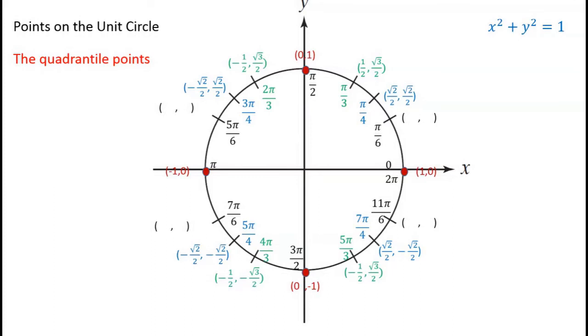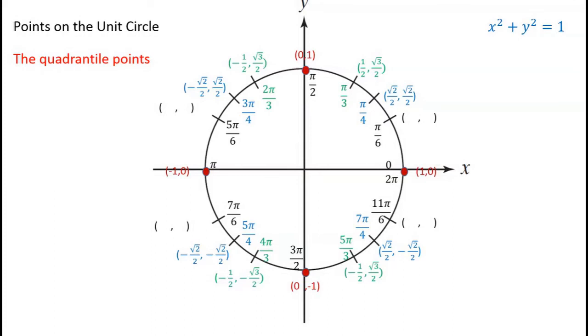Then in quadrant 2 at 3 pi/4, the x is negative square root of 2/2, but the y is still positive. At 5 pi/4 in quadrant 3, both those values are negative because that's quadrant 3. X and y are negative square root of 2/2 and negative square root of 2/2. And then quadrant 4, we have 7 pi/4 where x is positive square root of 2/2 and y is negative square root of 2/2.